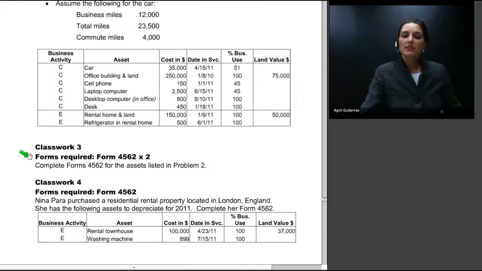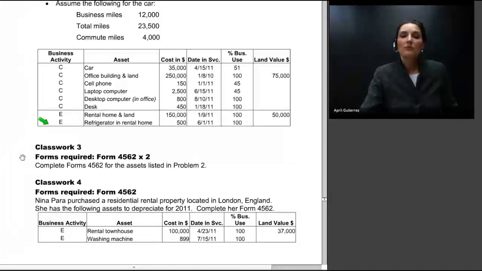And for classwork assignment number 3, we would like you to prepare Forms 4562 for the Schedule C activity and the Schedule E activity. You of course may refer to the classwork 2 answer key. As you're working your way through it, it's loaded with lots of hints. For example, what line of Form 4562 this calculation should ultimately go on.